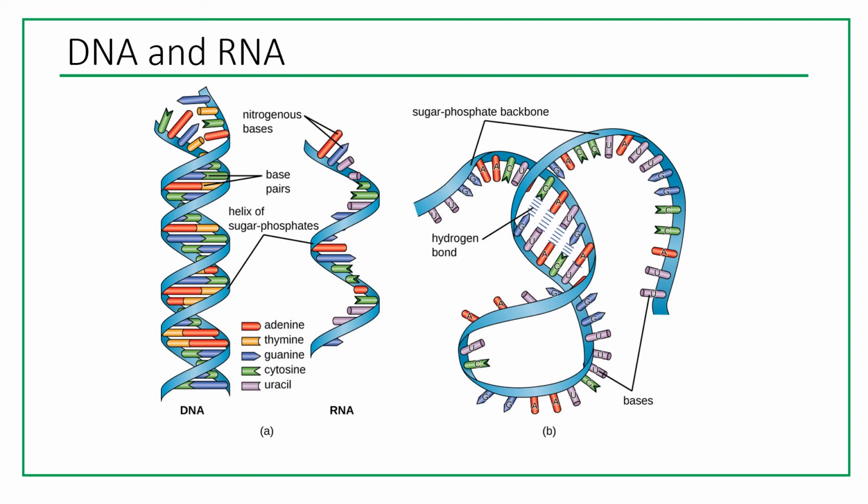So you can see the differences in structure. Here's the DNA, a double helix with thymine, and this is single-stranded RNA, and it has uracil instead of thymine.